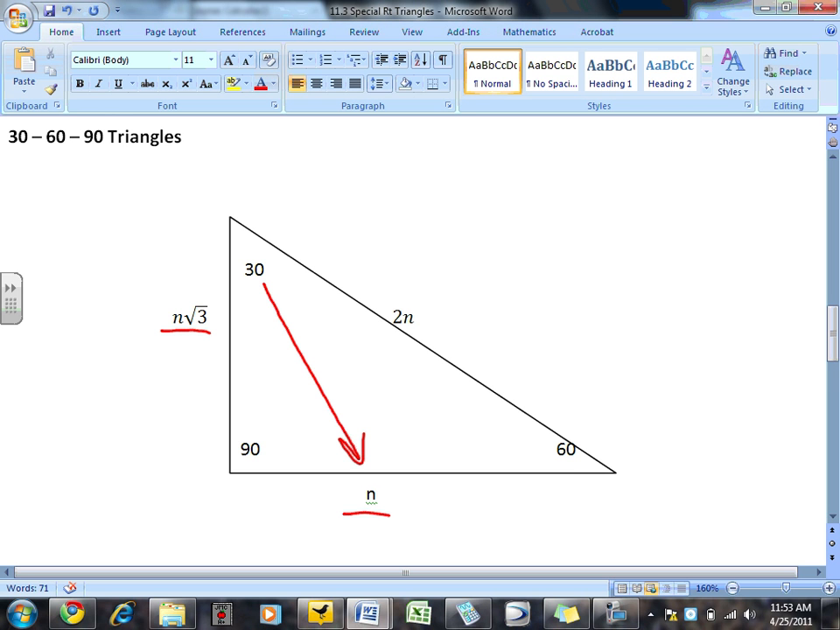All right. 60 is in the middle, and the side across from that is going to be the second longest side, which is n times the square root of 3. If you think about it, the square root of 3 is a little bigger than 1, so it's like 1 times n, but it's less than 2. The square root of 3 is like 1.7 or something like that. It's 1 point something. So it's a little bigger than 1, but a little less than 2, and that's good because the side opposite the 90 is going to be 2n. That should make sense because it should be bigger than the other two sides.